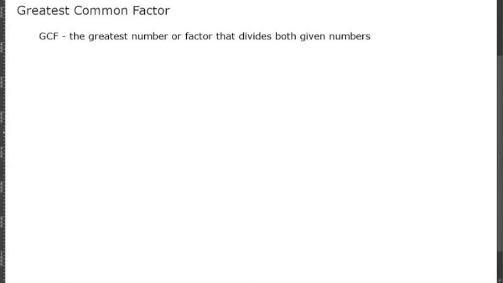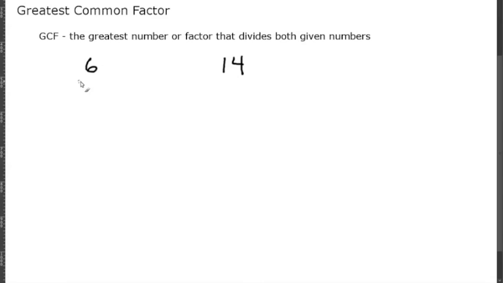In this video, I'm going to explain the greatest common factor. Now, the greatest common factor, or GCF for short, is the greatest number or factor that divides into both of the given numbers. So say I give you the numbers 6 and 14, and I tell you to find the greatest common factor.